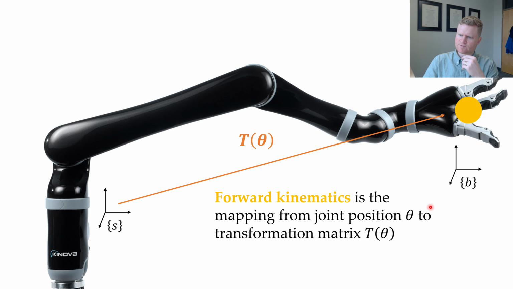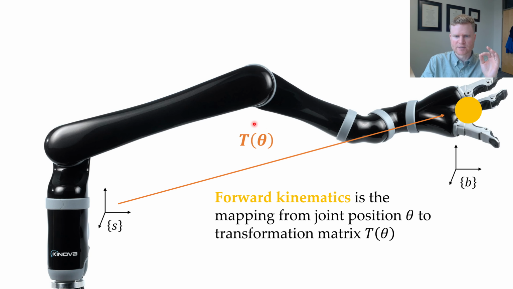So this frame B moves wherever the end effector moves. And what I want to understand is, as this end effector moves around in space, I want to figure out its orientation and its position with respect to my spatial frame S. And that is going to be this transformation matrix T.